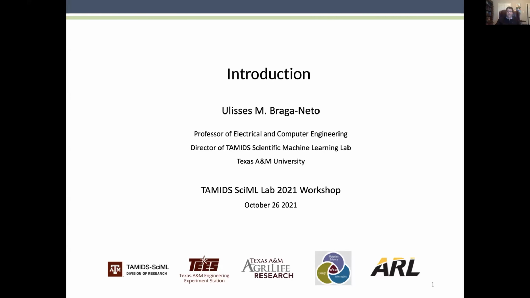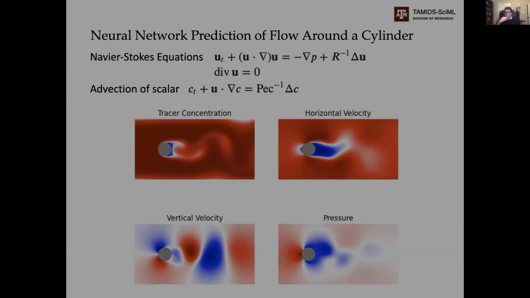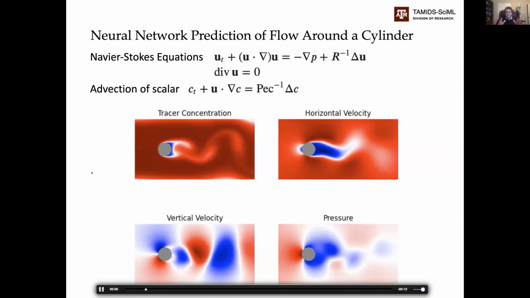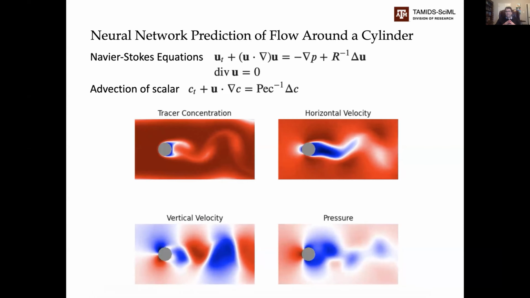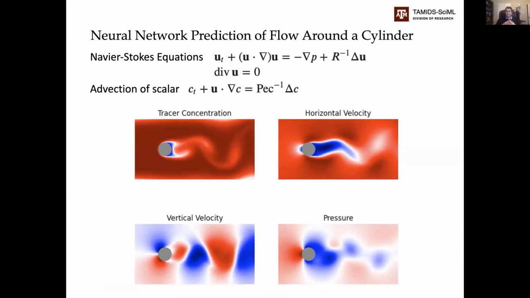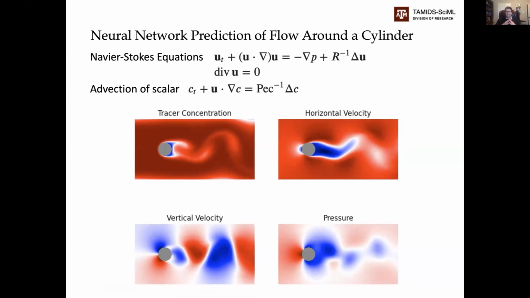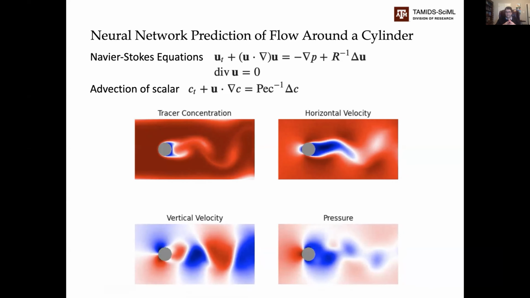All right, so welcome everyone, and I'm going to give a very brief introduction for the workshop about scientific machine learning and the plans for going forward. So the basic idea is here, all right? This is an example of how to use a neural network to predict two-dimensional flow around the cylinder.